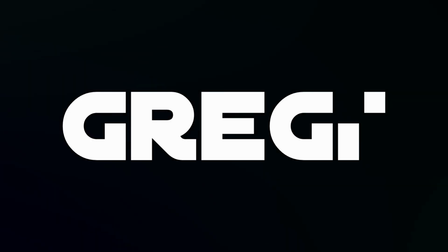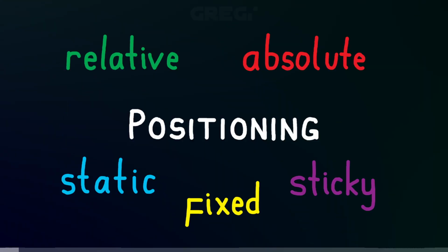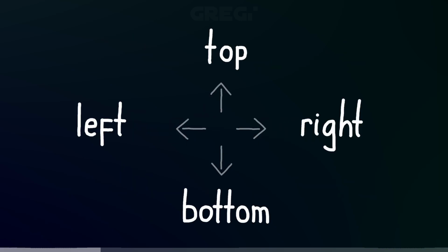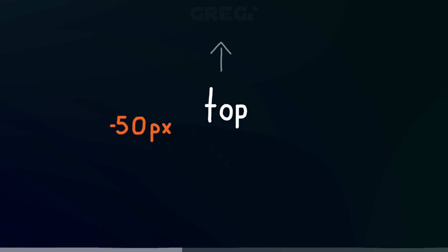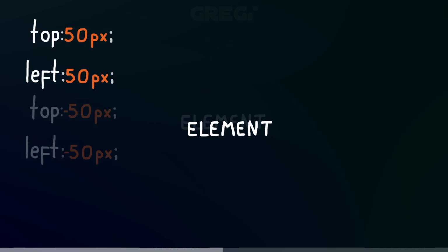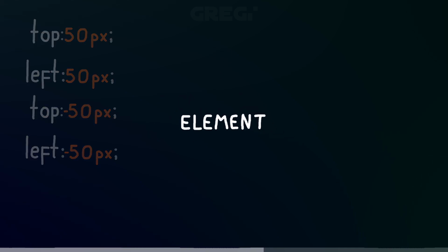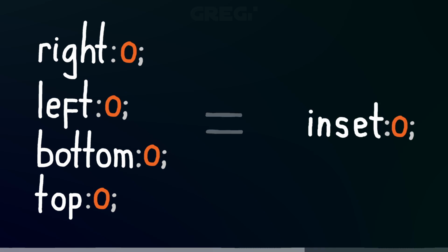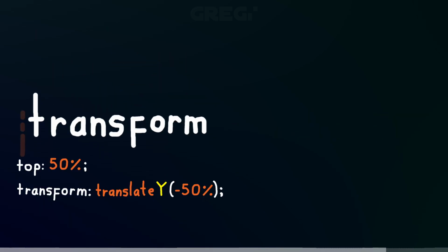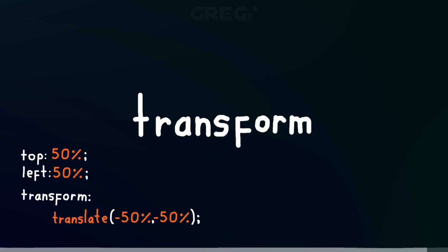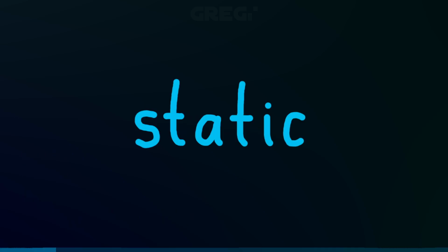The positioning properties are what we use to position elements alongside the directional offset properties that push or pull elements relative to the defined direction, including diagonals. Use inset to define all of them, and translate property to move relative to the element's own size or center them, like this.